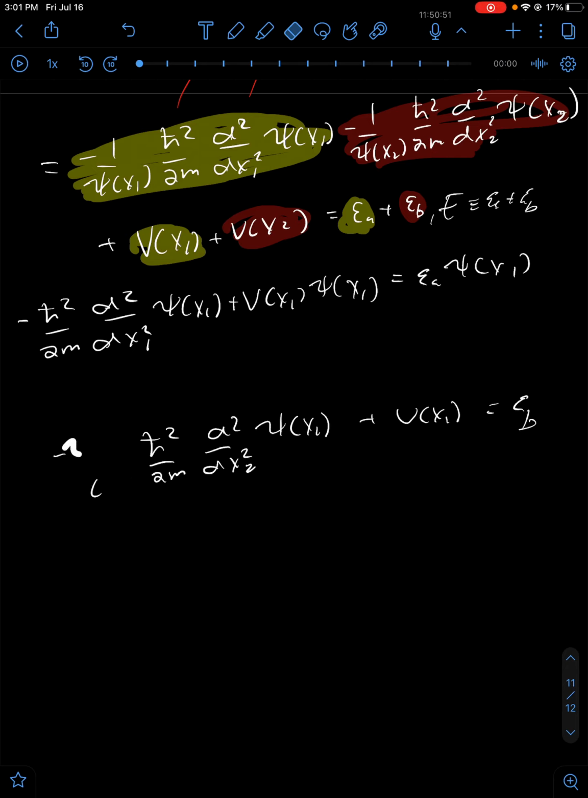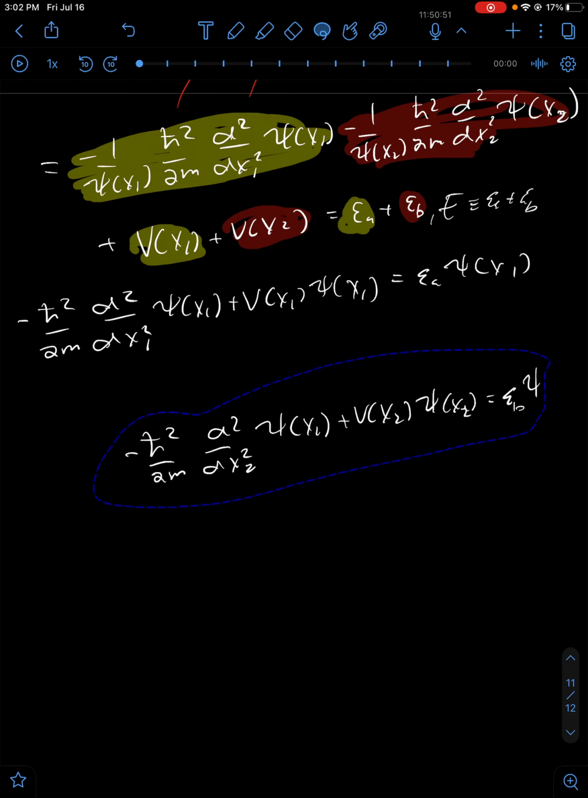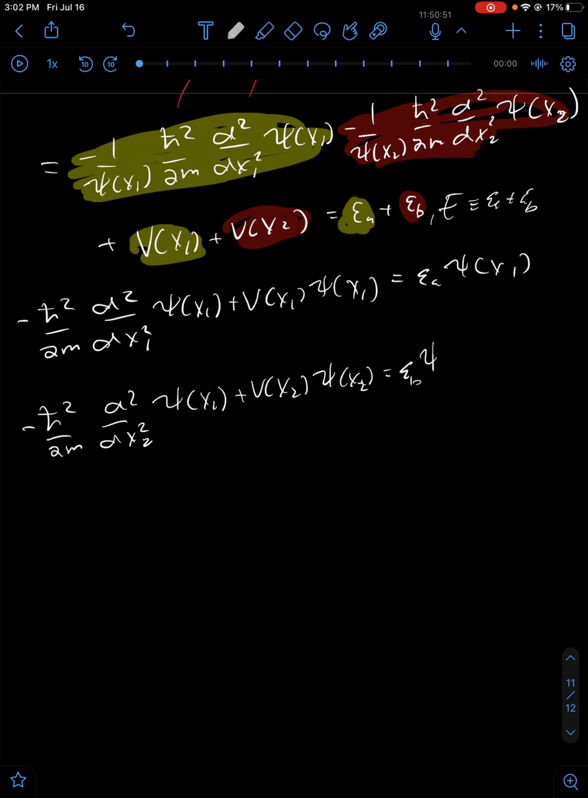You do the same thing here. You multiply both sides by psi of x2, where this goes away and the minus goes here. Now we have plus V of x2 psi of x2 equals epsilon B psi of x2.